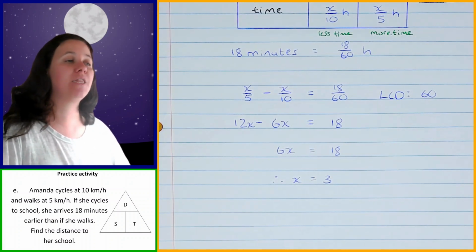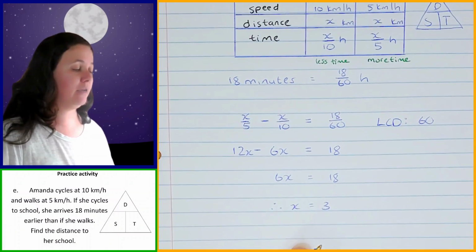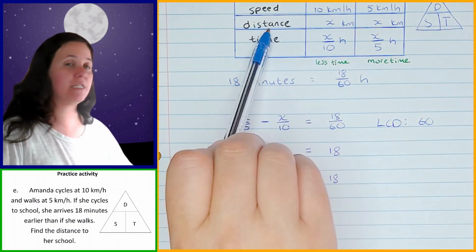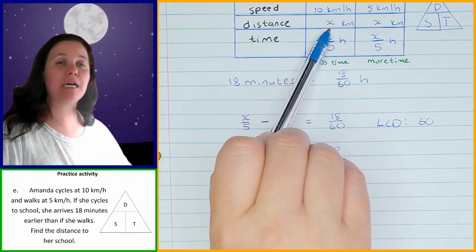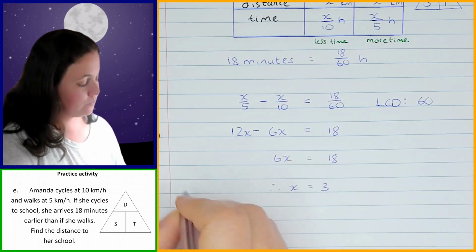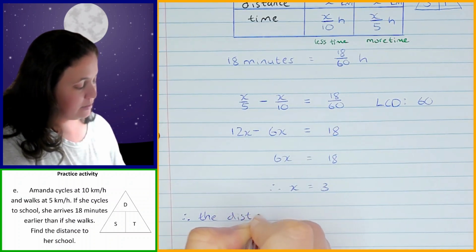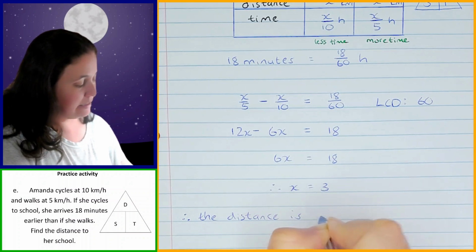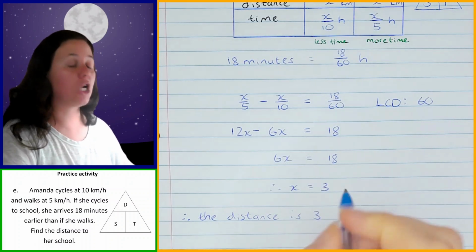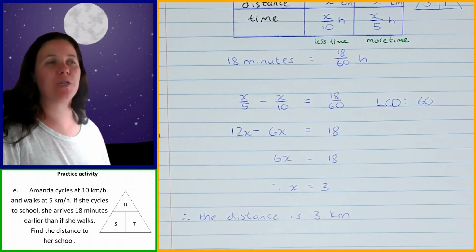The question was find the distance to her school. So if I look back at my table that I have over here, I had x for distance. So I have already worked out what the distance is. I just need to go and use it to answer the question. So therefore, the distance is 3, and that is 3 kilometers. So that's what you should have got for question E.